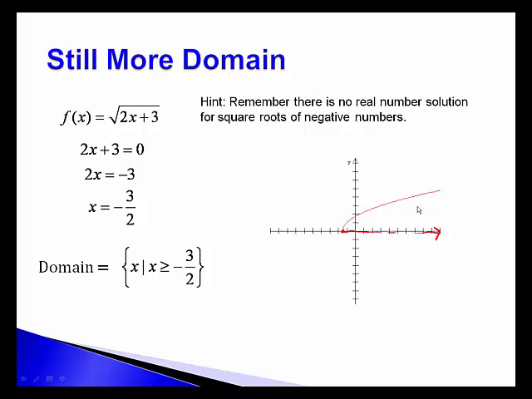So the x's that are legal are the x's right here from a negative 1.5 all the way to positive infinity. So you can see that from the graph as well as from symbolically solving for it.